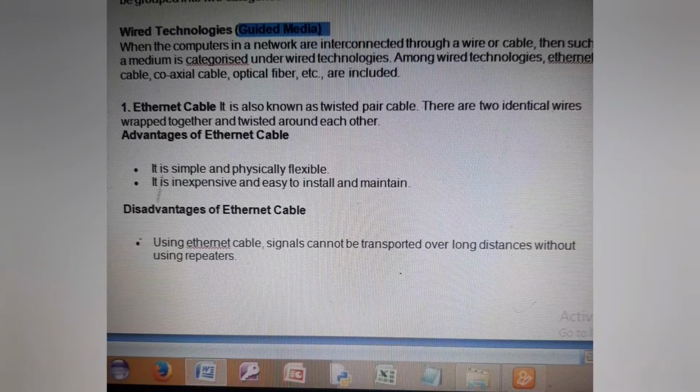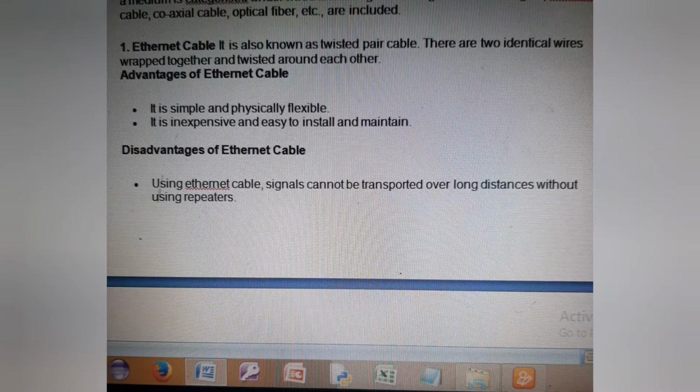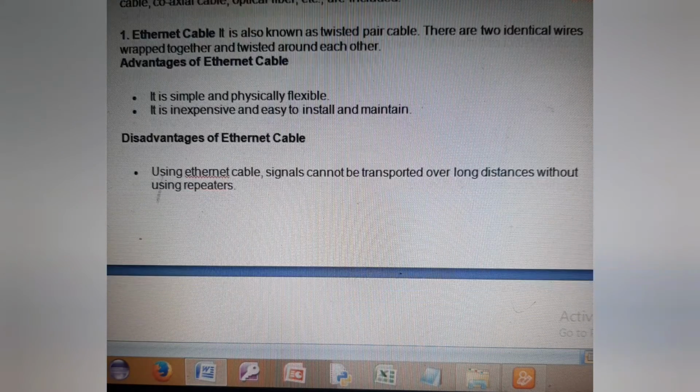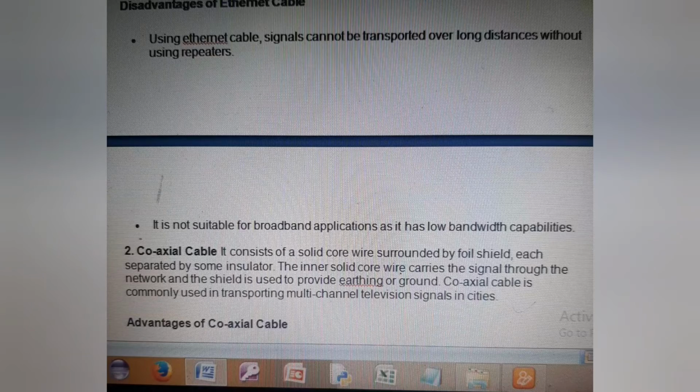But the disadvantages are that the signals cannot be transported over long distances. If you need it for short distances, then it is very suitable. But if you need it for long distance communication, it will not be possible without using repeaters, because repeaters are used to amplify your data. Then, it is not suitable for broadband applications because it has low bandwidth. So if you are using a broadband internet connection, it will not be suitable for you.